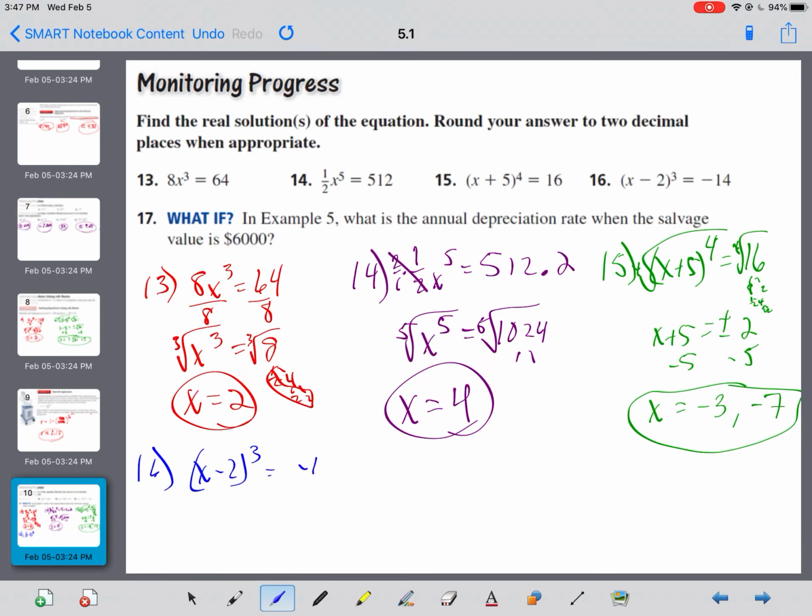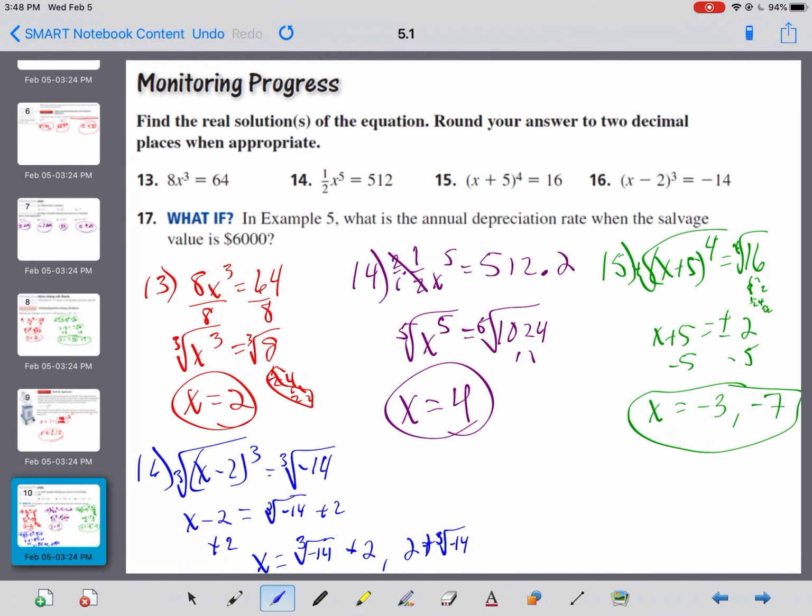Let's do 16. X minus 2 to the 3rd equals -14. Square root. No, not square root. Cube root. X minus 2 equals the cube root of -14. It doesn't have one. Add 2. So x equals the cube root of -14. And then when we write this, the hard part with it, see if we do cube root -14, make sure your plus 2 is on the outside. You could also write it as 2 plus the cube root of -14. That would also work.